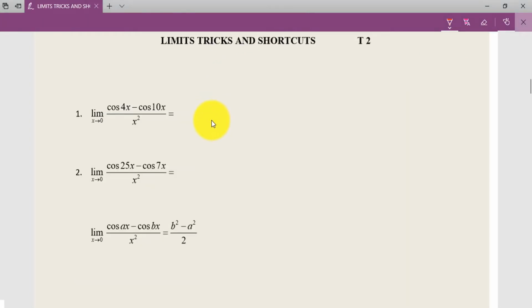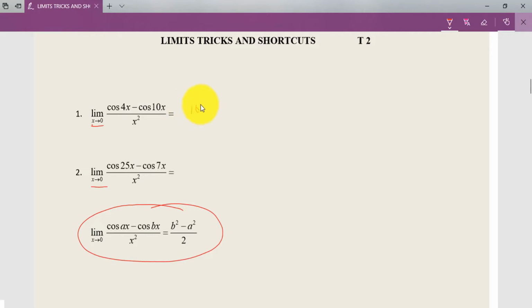Okay, here is another set of questions which are also very useful. Here I have directly given you the formula. Now one more observation: every time I am doing the problem, see what the limit is tending to. Here it is x tends to 0, here it is x tends to 0, and this formula is the limit of x tends to 0 of cos ax minus cos bx divided by x square, which is equal to, simply you should write, b square minus a square divided by 2.